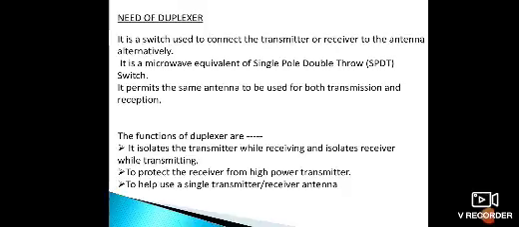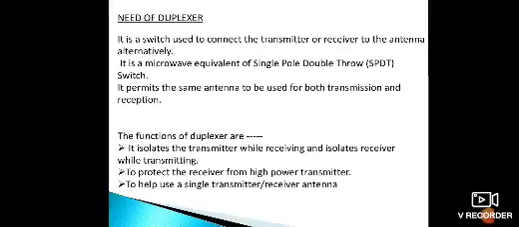The next topic is the need of duplexer. A duplexer is a switch which is used to connect the transmitter and receiver to the same antenna. That means to control the antenna as a transmitter and a receiver, we have a control switch. That switch is called a duplexer. So the duplexer acts as a switch used to connect the transmitter section or the receiver section to the antenna.